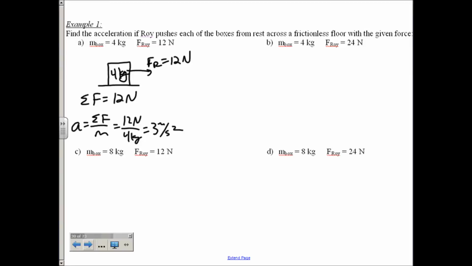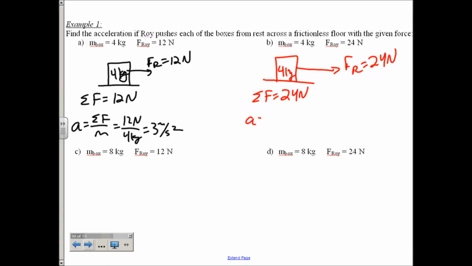All right? Now, let's take a look at part B. Part B is the exact same thing, but we're pushing with twice as much force. So intuitively, what do you think is going to happen? If you push something harder, it's going to move more, right? So let's do it. 4 kilograms. Now my force of Roy is bigger. It's 24 newtons. So my net force is 24 newtons, which means when I find my acceleration, I'm going to get 6 meters per second squared, right?